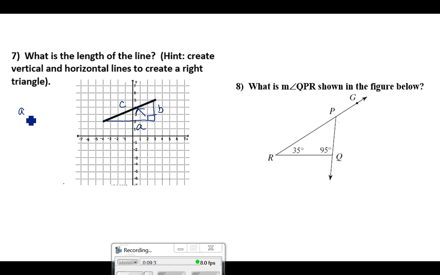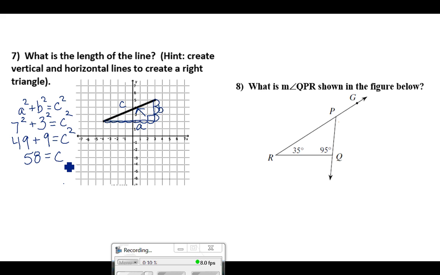So we're going to use A squared plus B squared equals C squared again. A is going to be 1, 2, 3, 4, 5, 6, 7 units. B is going to be 1, 2, 3 units. And we're still solving for C. So now I can square each of the numbers. 7 squared is 49. 3 squared is 9. And bring down the C squared. 49 plus 9 is 58 equals C squared.